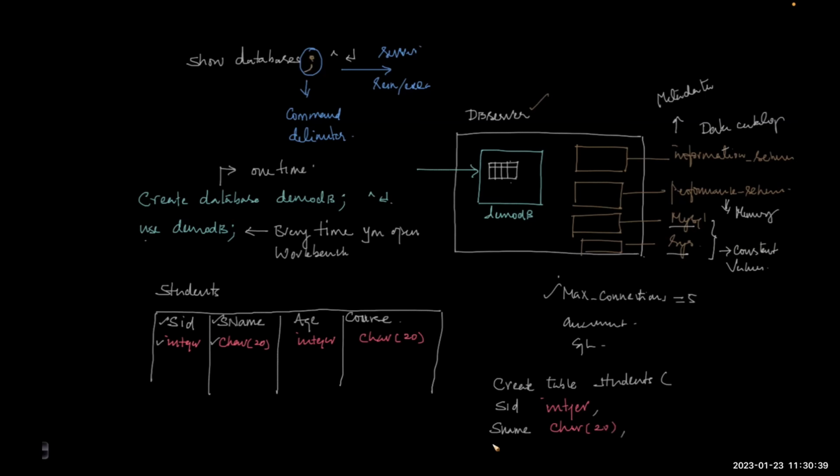Now, the third column, which is age, the data type is integer. Again, give a comma. And then what is the last one? Course, the data type is char of 20. So now no more commas required. Then close this bracket. So this bracket you will close, semicolon, control and enter. Can you try this and if you get any error, let me know.